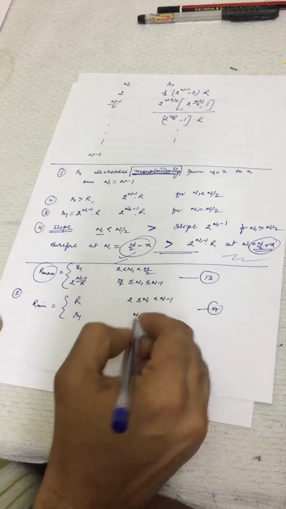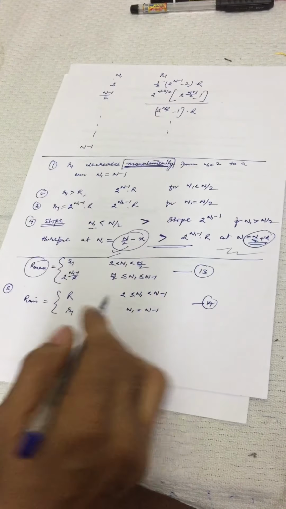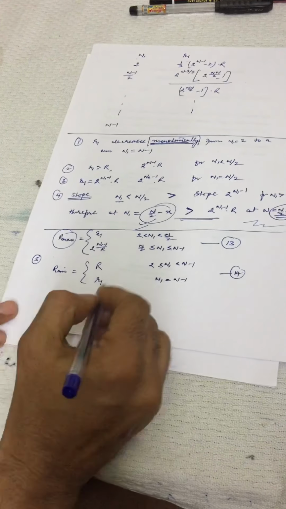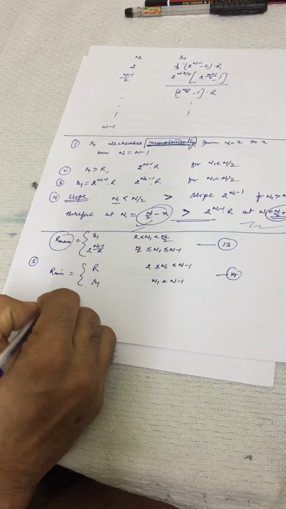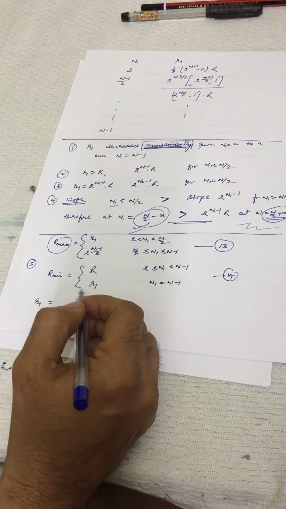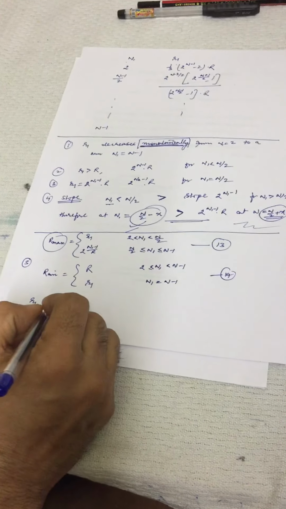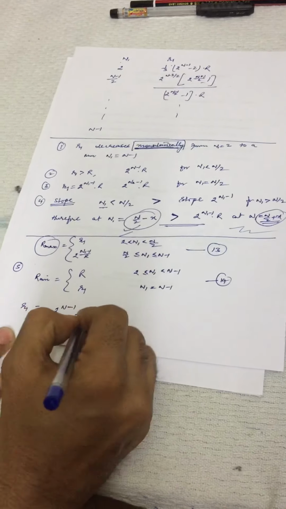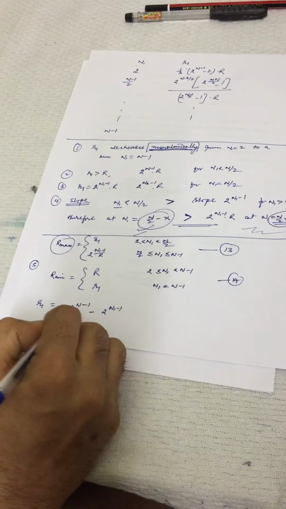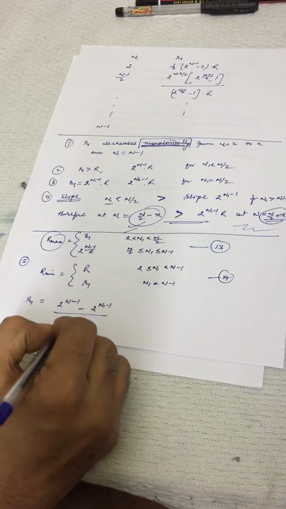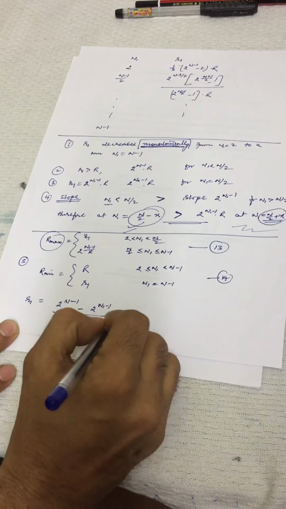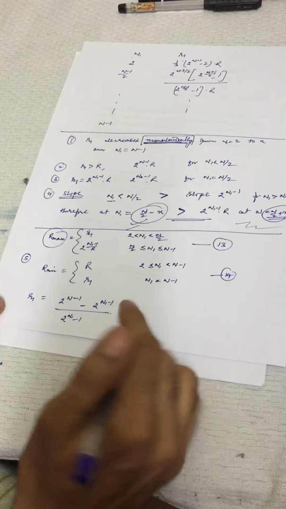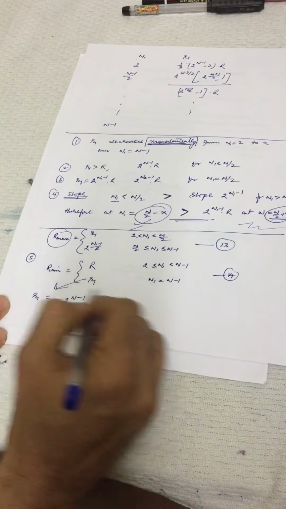If we summarize, this is the summary of all this discussion that we have determined. The value of R1 can be written again, though we have already given it, just as a reminder: R1 was (2 to the power n minus 1 minus 2 to the power n1 minus 1) upon 2 to the power n1 minus 1 times R. This is the value of R that we have taken.